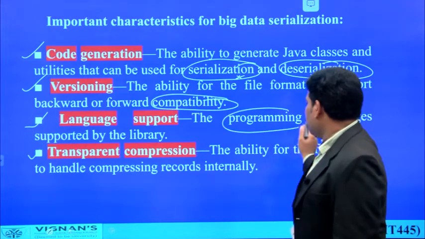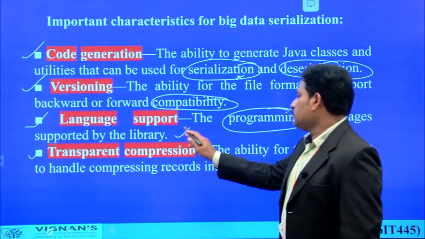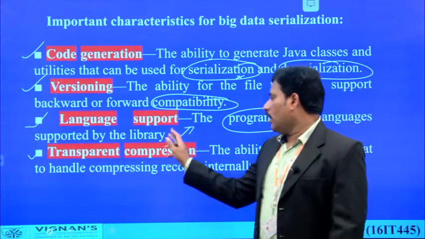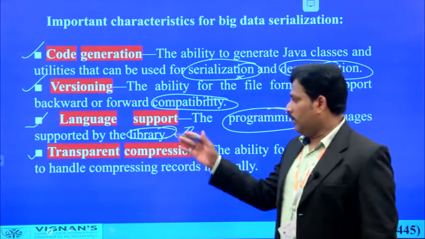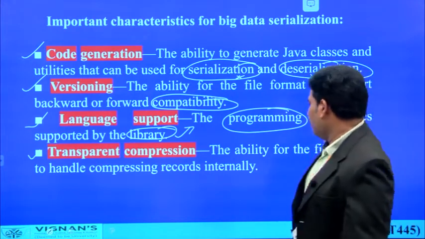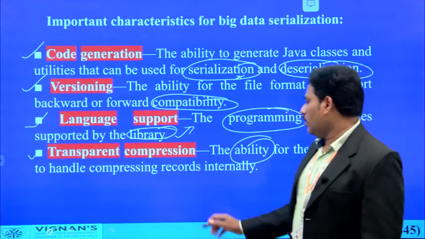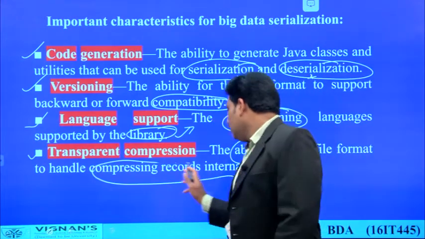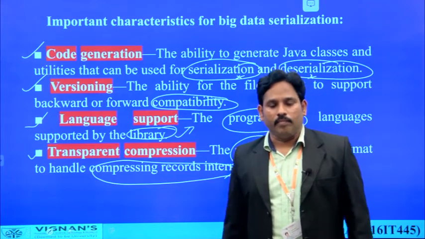And the next one is language support. That means which languages will give complete compatibility or support to the big data environment, and their relevant library files and packages, will be dealt with in language support. And transparent compression. That means when we are applying file formats in order to compress the records internally, what compression techniques are going to be applied in the big data environment.